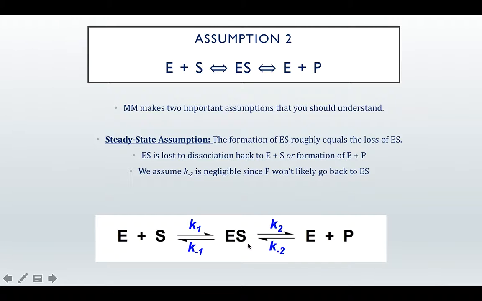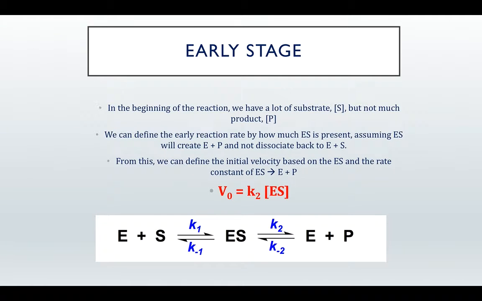Okay. The neat thing about this equation also is that K negative 2 right here is negligible because realistically in our situations we're not going to see much product going back to enzyme substrate complex. It's not really going to go down the K negative 2 route. So a lot of times you'll just see K negative 2 deleted, which is good for us because it's less to look at. But know that it is there, it does exist.